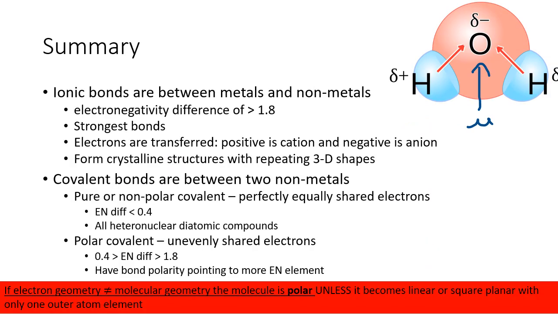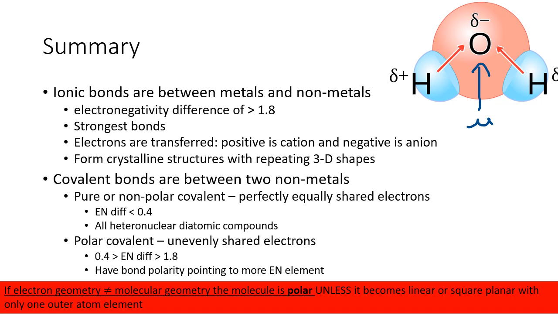So to summarize, ionic bonds are between metals and nonmetals with electronegativity differences of greater than 1.8. They are the strongest bonds in which electrons are transferred, and we have a positive cation and a negative anion. They form crystalline structures with repeating 3D shapes. Covalent bonds are between 2 nonmetals. A pure or nonpolar covalent bond is perfectly equally shared electrons with an electronegativity difference of less than 0.4. So all homonuclear diatomic compounds are pure covalent. In other words, like chlorine gas, hydrogen gas, etc.